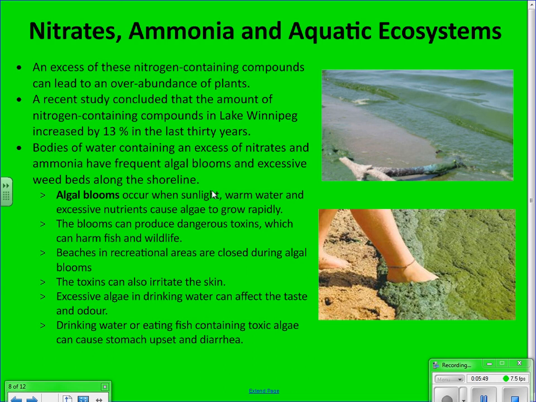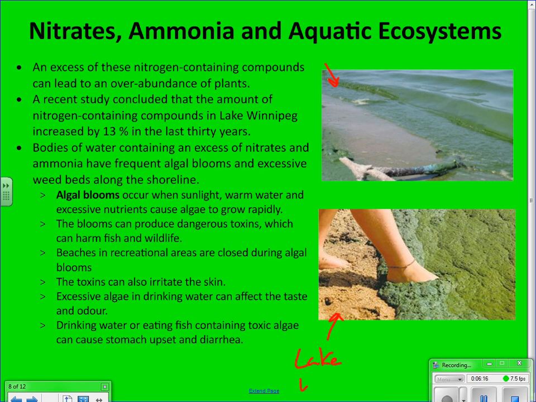So the next system we'll look at is a big one in Manitoba, and that's the nitrogen cycle and things that disrupt the nitrogen cycle. So nitrogen, while it's good for plants, in excess can lead to a lot of plants. And in particular, I want to direct your attention to some of these photos. These are photos of Lake Winnipeg.